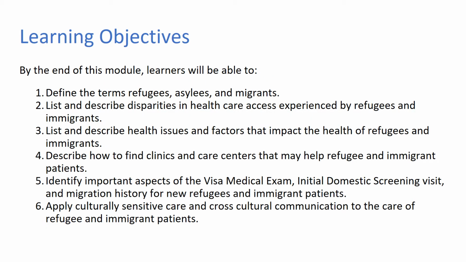As always, here are the learning objectives for this module. Define the terms refugee, asylee, and migrants. List and describe disparities in healthcare access experienced by refugees and immigrants. List and describe health issues and factors that impact the health of refugees and immigrants. Describe how to find clinics and care centers that may help refugee and immigrant patients.